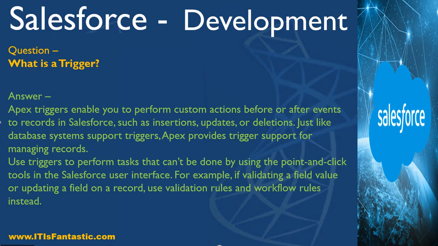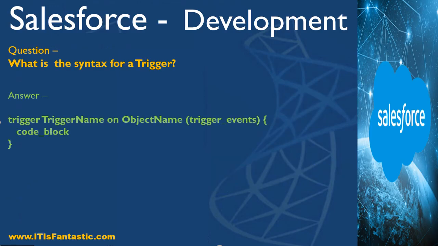What is a trigger? An Apex trigger enables us to perform custom actions before or after events to records in Salesforce, such as insertions, updates, or deletions. Just like database systems support triggers, Apex provides trigger support for managing records. What is the syntax for a trigger? Trigger, then the trigger name, and then the object name, and then trigger event, and then between braces, the code block.